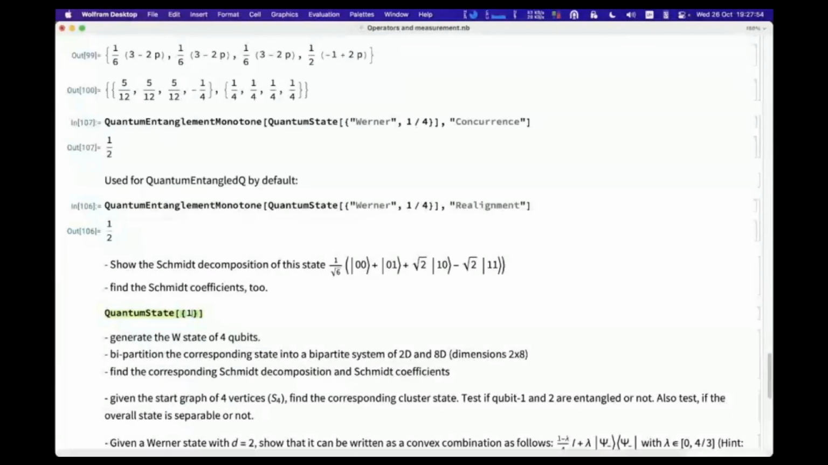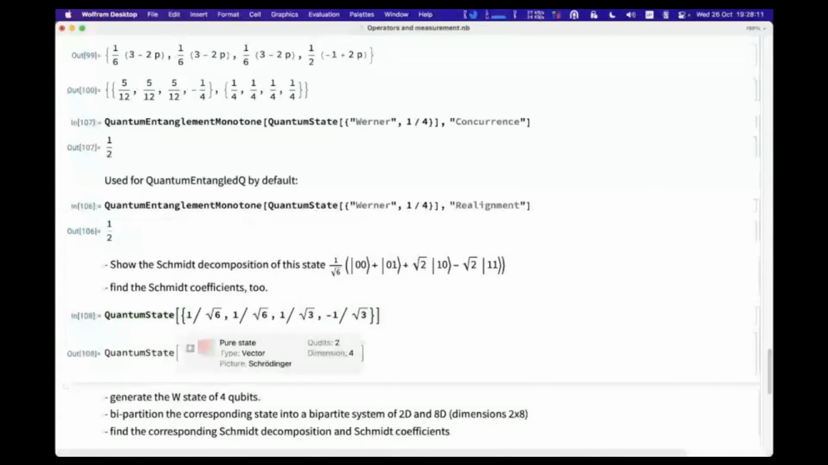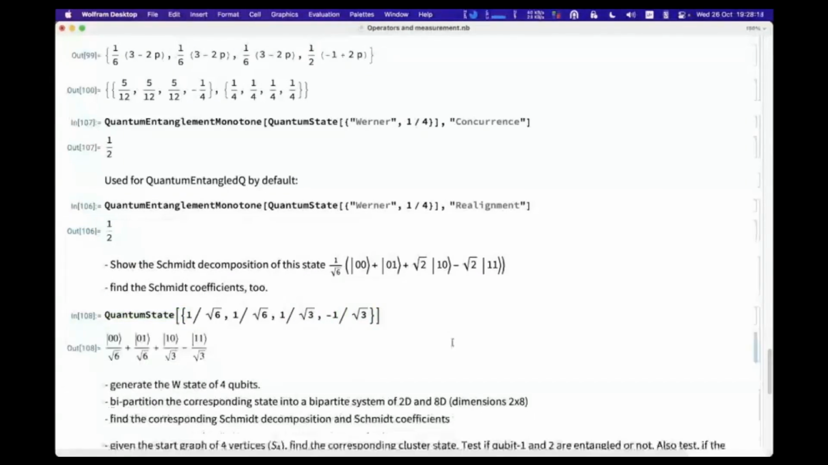All right, so what is the amplitude? 1 over square root of 2, negative square root of 2, 1 over square root of 3 or something? Yep. And the last one is a negative of that. So that's our quantum state. And as you can see, it's not in the form of a Schmidt decomposition.